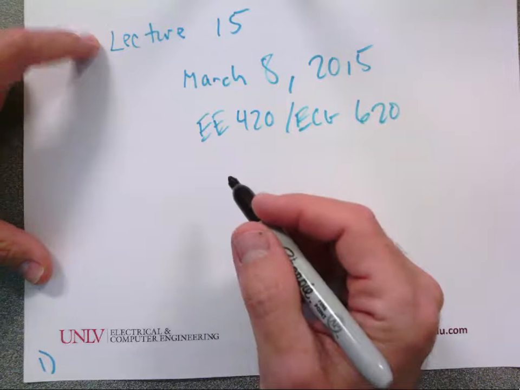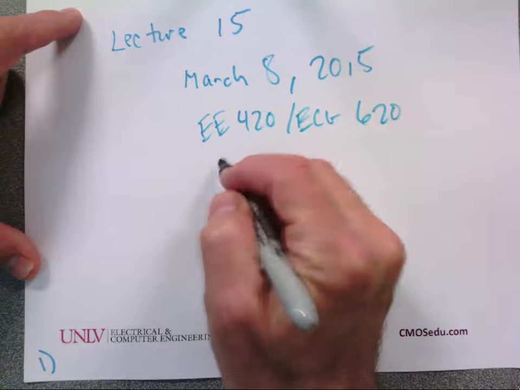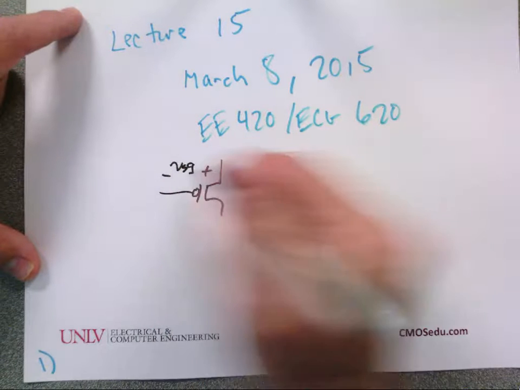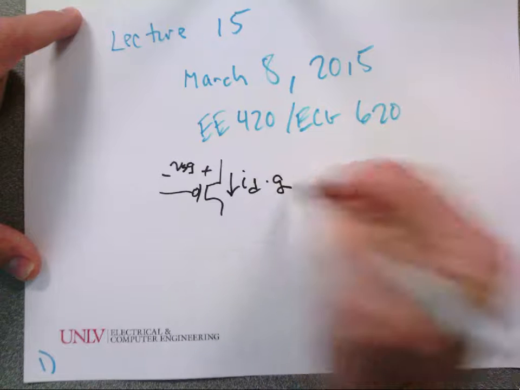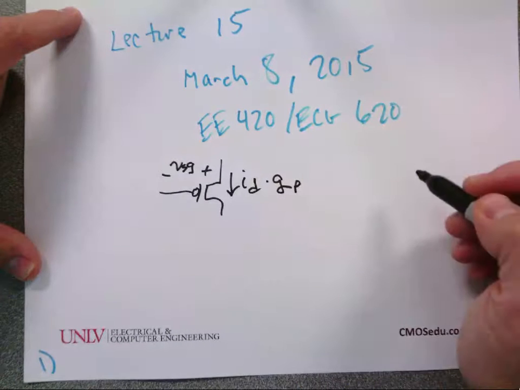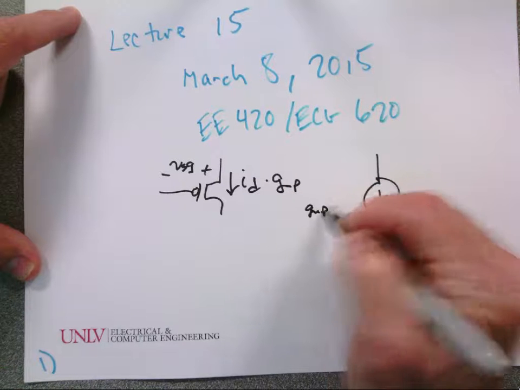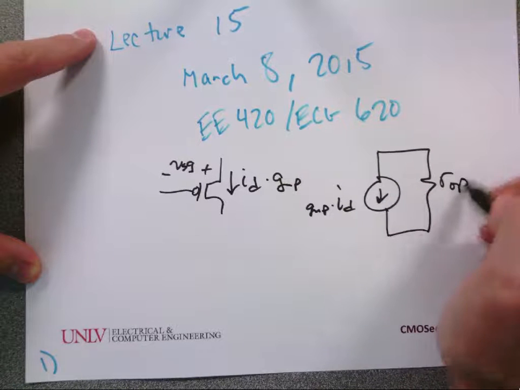Let's do it. So would you agree that I can model, let's do the PMOS. Would you agree I've got a current source there for the PMOS, so I modeled that part as GMP times ID, and that's R out P. Would you agree with that?